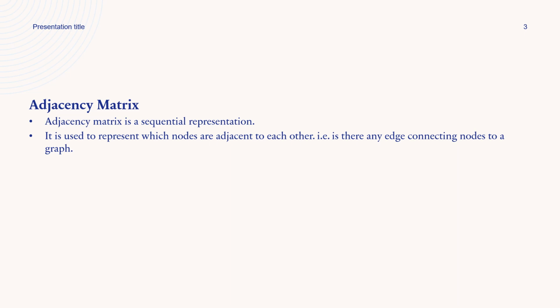The adjacency matrix is a sequential representation, and it's used to represent which nodes are adjacent to each other and whether there are any edges connecting nodes in the graph. Basically this representation requires the construction of an n-by-n matrix. If there is an edge from vertex i to vertex j, then the corresponding element of that matrix A will be 1, otherwise it will be 0.